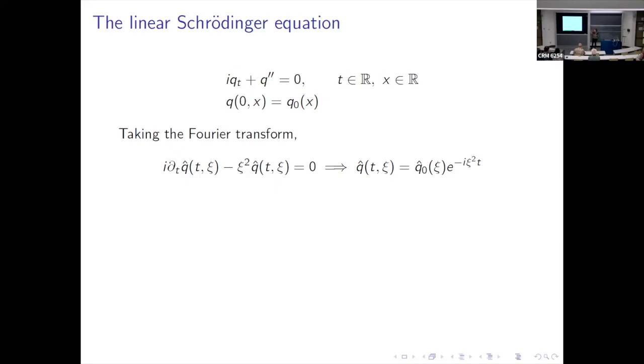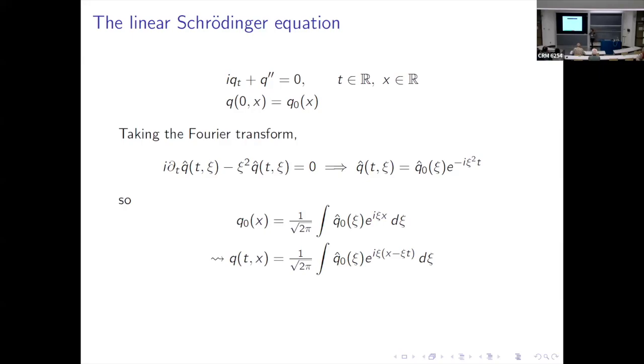But now if you look at that for any fixed ξ, this is a linear ODE, so I can solve it, which I do, and I get something like that. So I get that the Fourier transform of my solution at time t, frequency ξ, is going to be the Fourier transform of the initial data at frequency ξ times e to the negative i ξ squared t. And there are a lot of things that I can read from this formula right here.